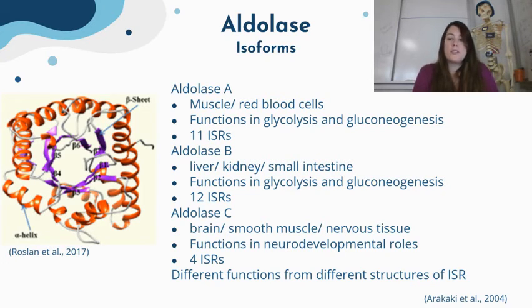changing their overall functions. It was found that when ISRs were mapped onto the tertiary structures of each isoform, the ISRs clustered into 2 distinct groups, the distal surface patch, or DSP, and the terminal surface patch, TSP, mostly as helices. Researchers have identified 11 ISRs in aldolase A, 12 ISRs in aldolase B, and 4 ISRs in aldolase C.